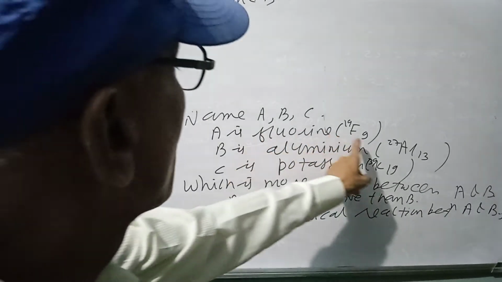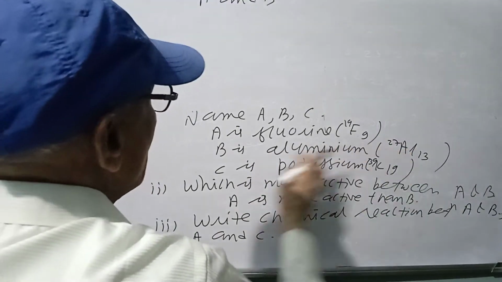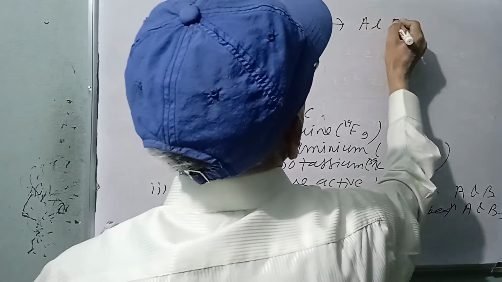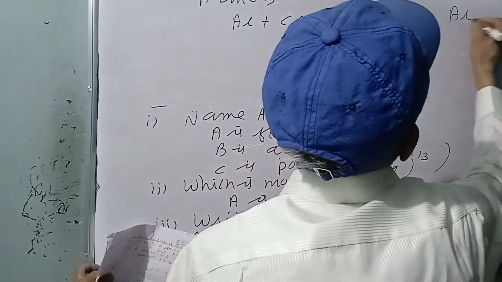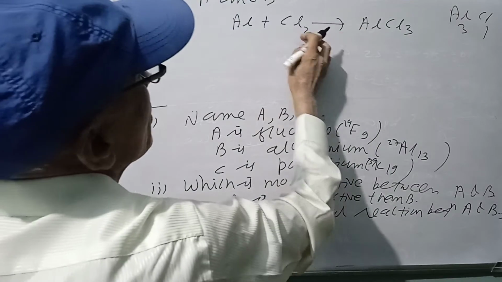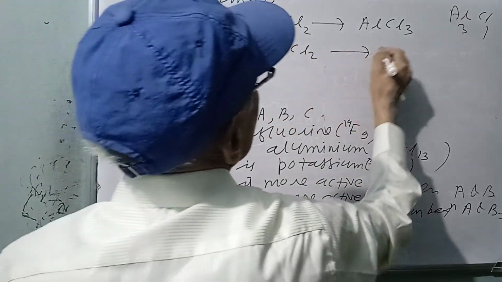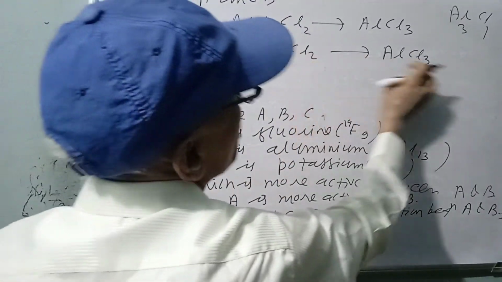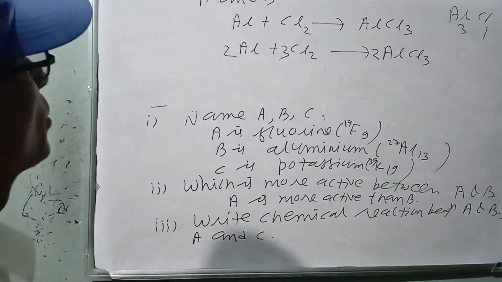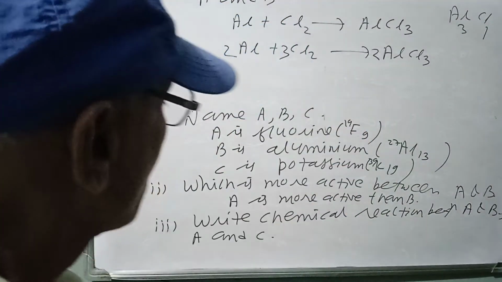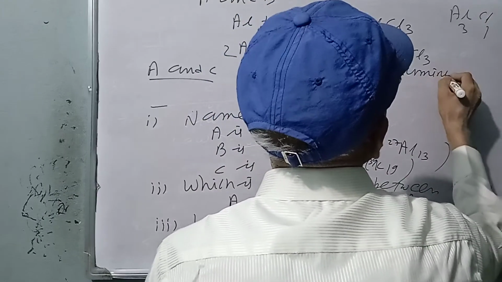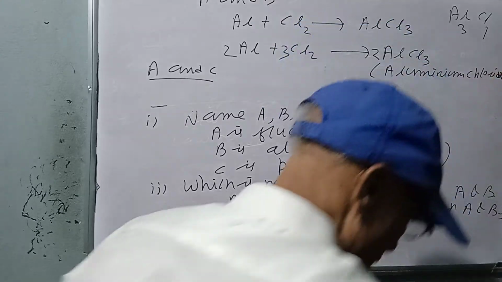First of all, you should know A is fluorine and B is aluminium. Aluminium comes first. Aluminium plus chlorine gives AlCl3. Valency of aluminium is 3 and valency of chlorine is 1. To balance, take the LCM, 2 into 3, 6. Chlorine 6, aluminium 2. 2Al + 3Cl2 gives 2AlCl3, a combination reaction. This is called aluminium chloride.